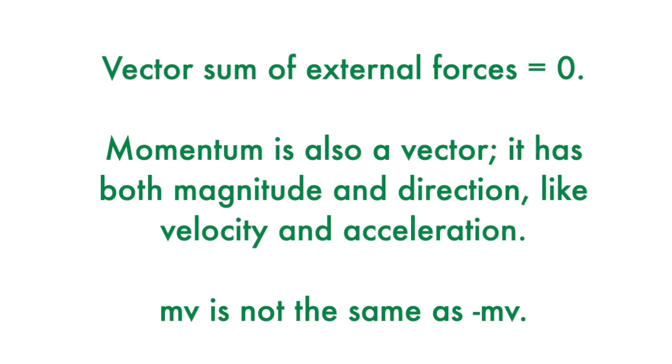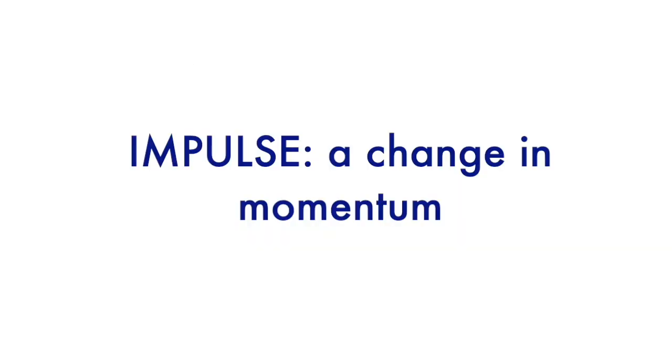Now, momentum is also a vector. It has both magnitude and direction, like velocity and acceleration. What this means is that an object with mass m and velocity v does not have the same momentum as an object with mass m and velocity negative v. So m times v is not the same as negative m times v. Next up, impulse, a change in momentum.